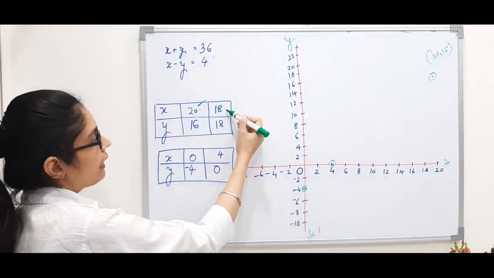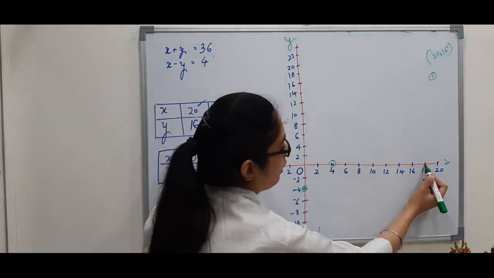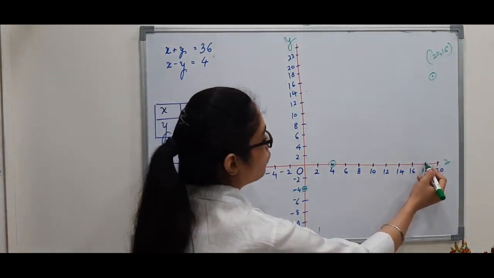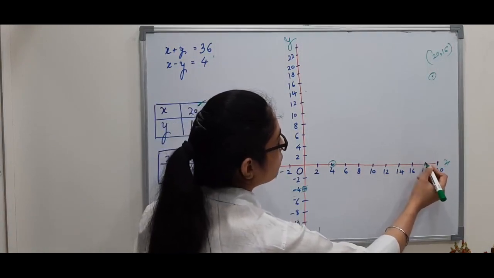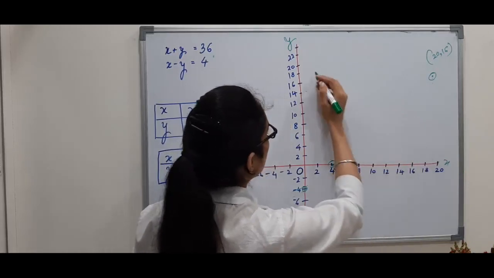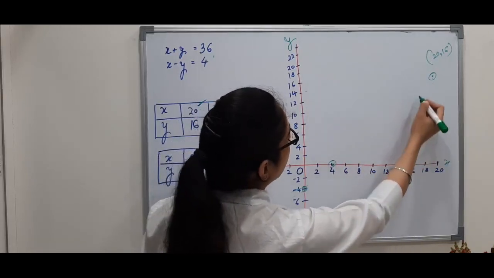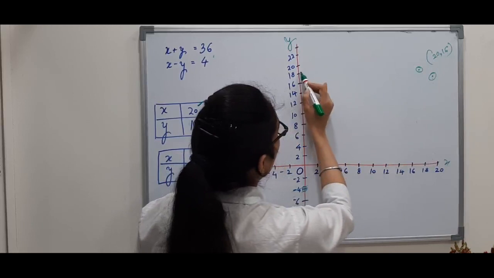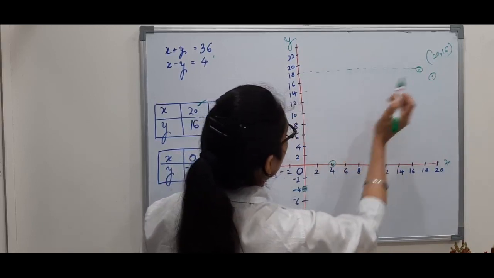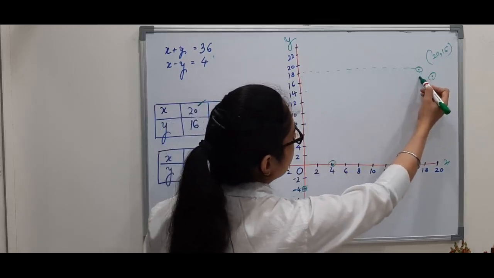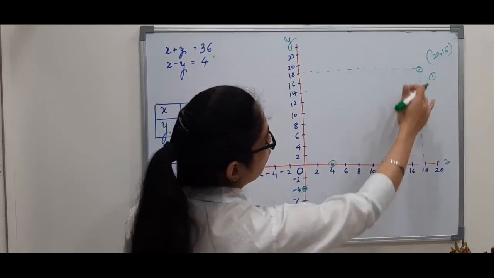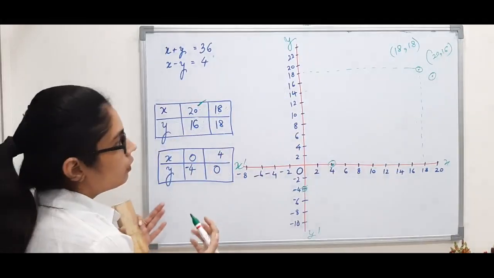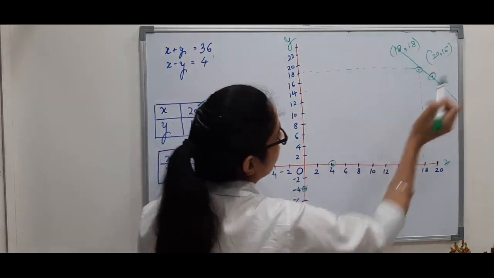Let's plot the other point. Here x equals 18 and y is also equal to 18 in this case. So I have to look for a point which is opposite to 18 in case of x and also in case of y. For x I have to move vertically upwards till I reach a point which is opposite to 18 from y. If I draw a dotted line from here, it's opposite to 18, and if I draw a dotted line from the x-axis, I can say this point is opposite to 18. So this point is 18 and 18, 18 for x, 18 for y. Now let's join these 2 points.